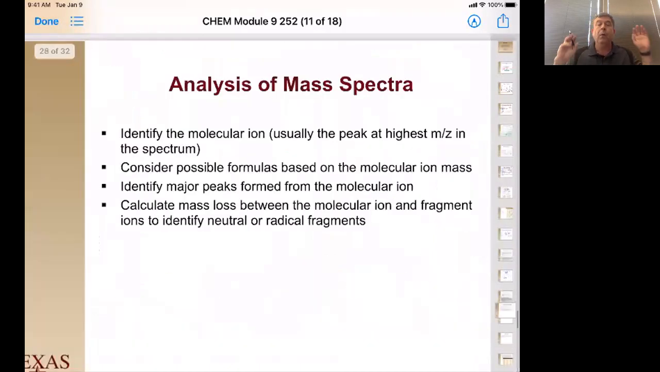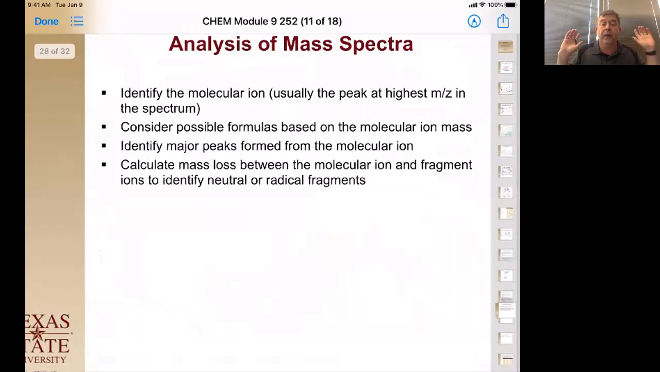Okay, so when you analyze a mass spectrum, you want to, number one, identify the molecular ion peak. It's usually the highest mass peak. You want to consider the possible formulas for that mass. So if you have a molecular weight of 45, you're not looking for a C10 material. You cannot get that many carbons in that low molecular weight. So you want to just consider the formulas that are possible. So for example, something in the 45 range, it would be three carbons and something else, maybe two carbons and something else, maybe one carbon and a halogen, you know, so you start looking for things like that.